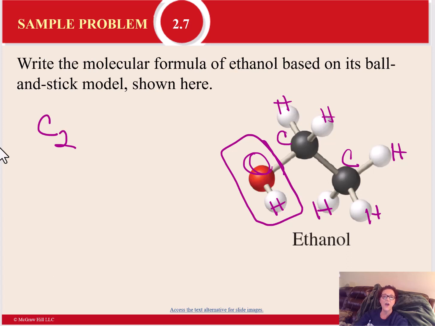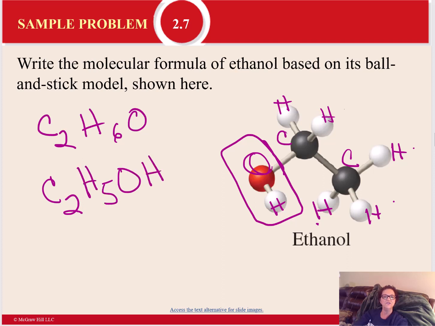That's your OH group. So you could write this C2, and then however many H's there are: 1, 2, 3, 4, 5, 6. H6O, or since we know it's an alcohol, you could write it C2H5OH. So you can have different molecular formulas as well.